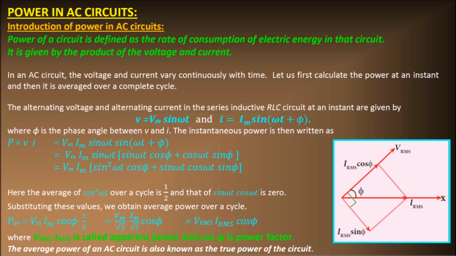Now take the sin omega t from outside the bracket to the inside. That is equal to Vm Im into sin square omega t cos phi plus sin omega t cos omega t sin phi. So we are getting two terms. இதுல நிறைய trigonometric term வருது, இதெல்லாம் நம்ம மினிமைஸ் பண்ண போறோம்.